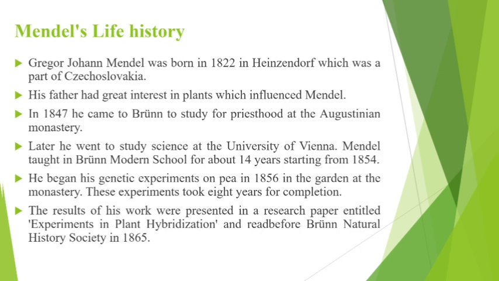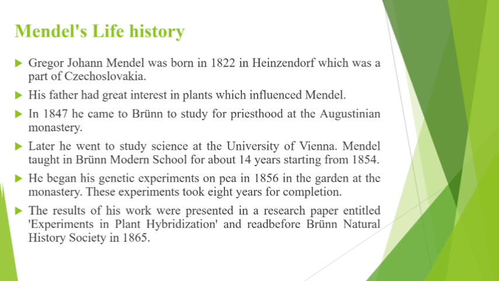Then Mendel's life history. He was born in 1822 in Hessendorf, which was a part of Czechoslovakia. His father had a great interest in plants, which influenced Mendel, and in 1847 he came to Brunn to study for priesthood at the Augustinian monastery. Later he went to study science at the University of Vienna. Mendel taught at Brunn Modern School for about 14 years. He began his genetic experiments there using pea plants in 1856 in the garden of that monastery.